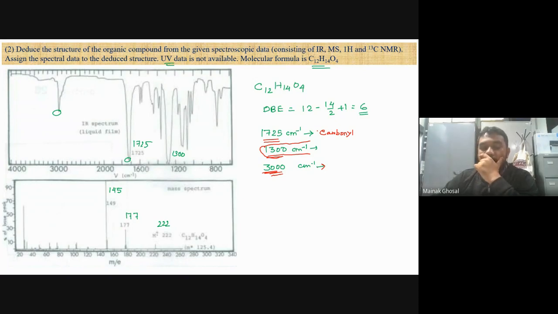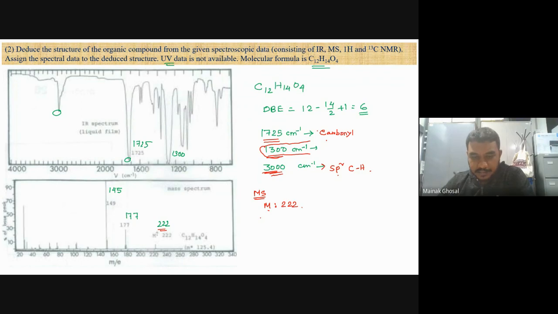In the previous question also you have seen a 3000 kind of thing. This could be due to sp2 carbon hydrogen. This 3000 peak could be possible. Okay, so this carbonyl and sp2 carbon hydrogen are present in the molecule, right? Now you see the mass spectrum. This 222 kind of thing is there, so 222 could be the molecular ion.